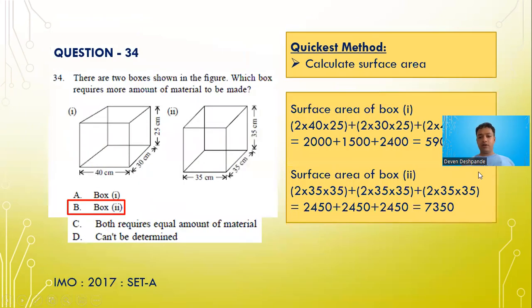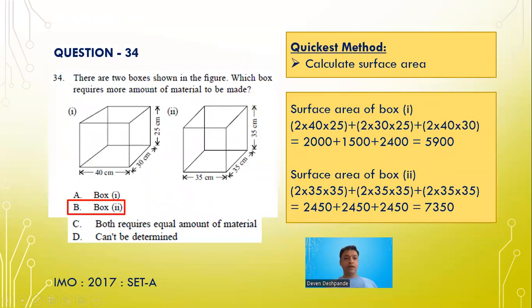Okay, question number 34. There are two boxes shown in the figure. Which box requires more amount of material to be made? So box 1, surface area. Surface area will be 2 times this area plus 2 times the bottom face plus 2 times the front face, isn't it? Because there are 6 faces and 3 pairs.